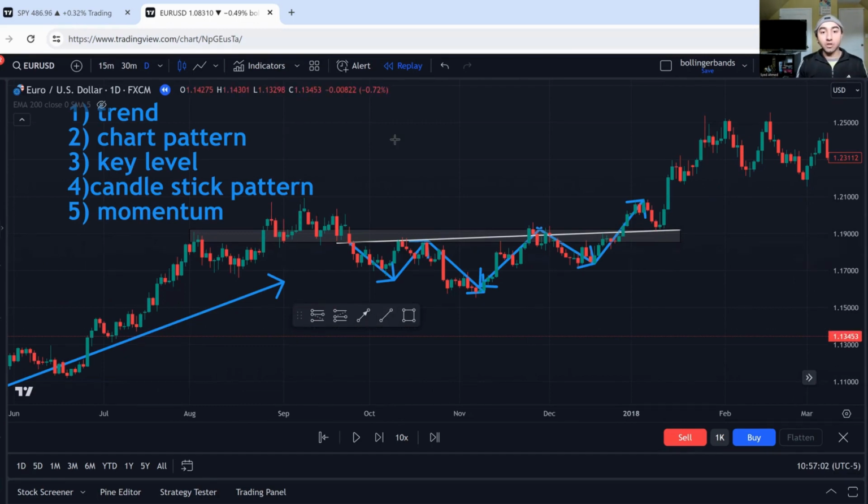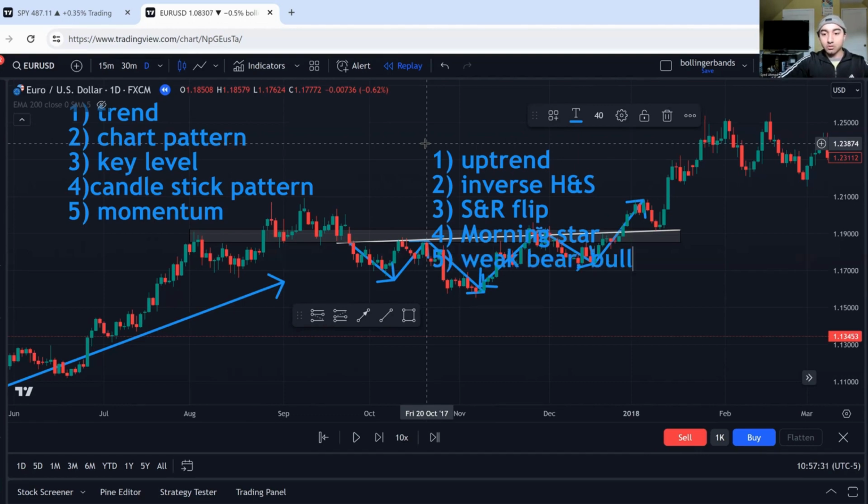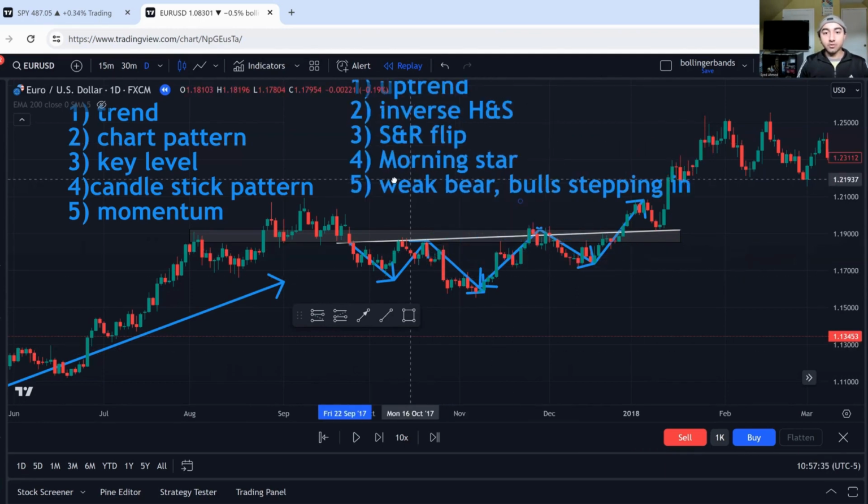Okay, so let's write out every single thing again. One, uptrend, two, inverse head and shoulders, three, we have resistance, SNR flip. SNR flip pretty much means support turned resistance, resistance turned support. Four, candlestick pattern, morning star, and then momentum: weak bear, bull stepping in. Cool. These are all of our confluences for this trade, guys.